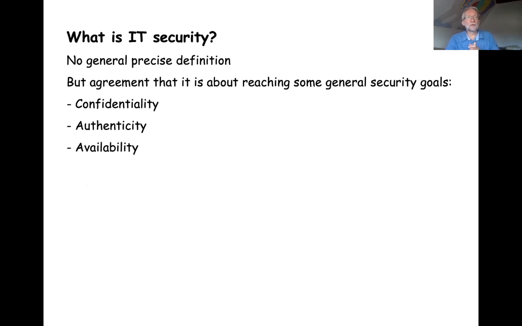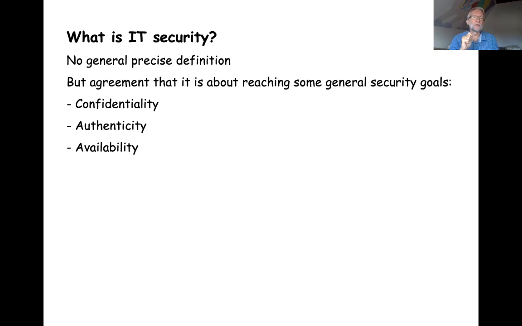Now for the actual thing: what is IT security, first of all? Even that is not so easy to answer, in fact. It turns out that every textbook in the area, if you open the thing, will define IT security slightly differently from each other. There is agreement, though, it seems, that IT security is about reaching some general security goals. And the most important ones of those are confidentiality, authenticity, and availability. I'll get back in a moment to what those are exactly.